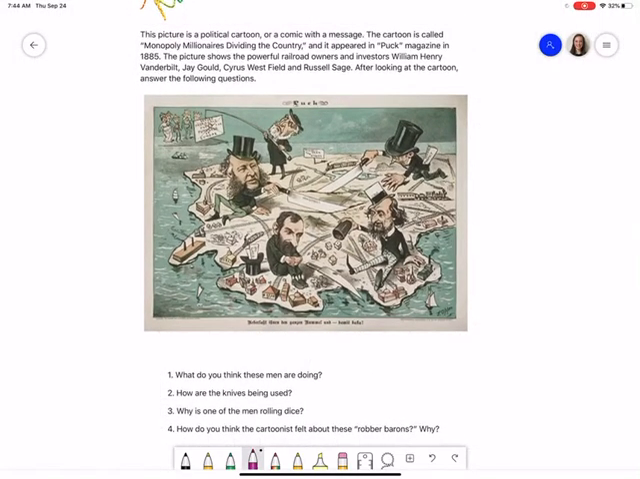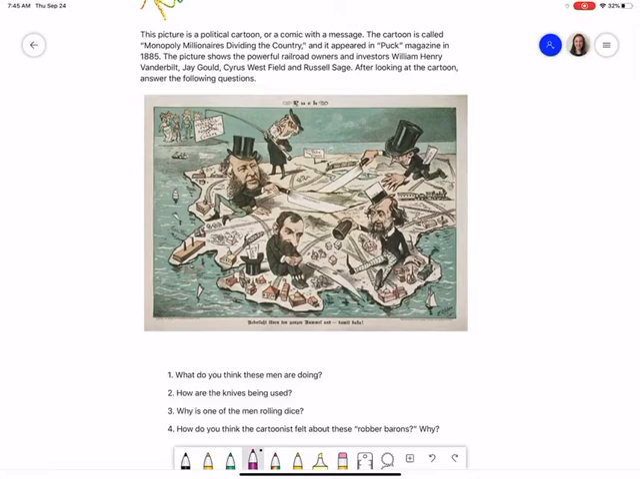This picture is a political cartoon or a comic with a message. The cartoon is called Monopoly Millionaires Dividing the Country. So just take a second and look at the cartoon. Why do you think it's called that? It appeared in Puck magazine in 1885. The picture shows the powerful railroad owners and investors William Henry Vanderbilt, Jay Gould, Cyrus Westfield, and Russell Sage.